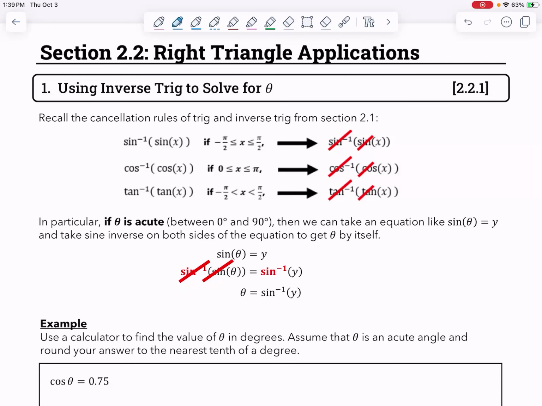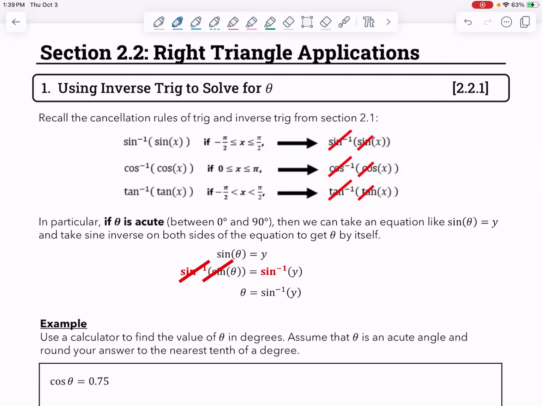Section 2.2, right triangle applications. All right, so in math, whenever you hear the word application, you should immediately think word problem. That's what applications means in mathematics. So there's going to be some word problems in this section, and we'll get to them at the end. But with the machinery that we now have with inverse trig, we're able to do a lot more here.